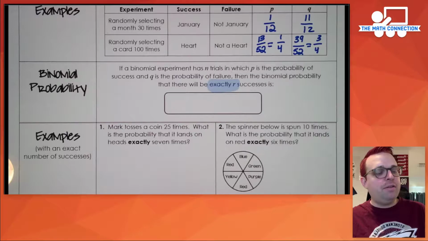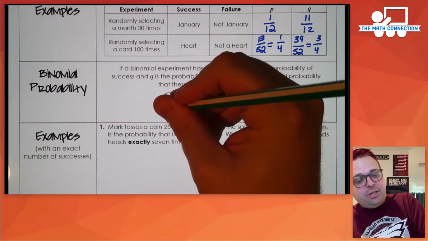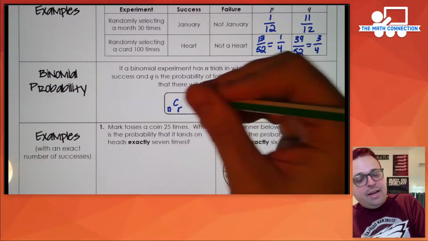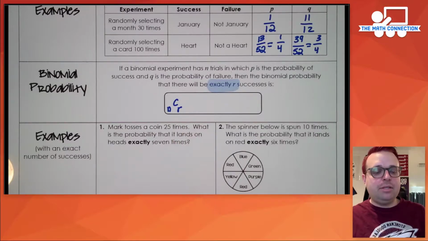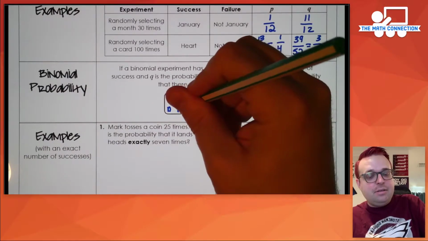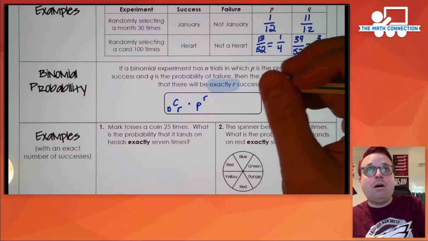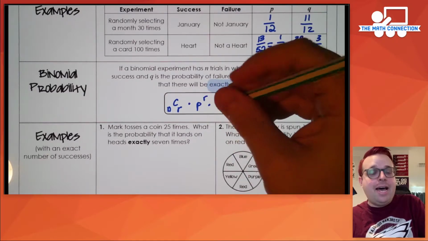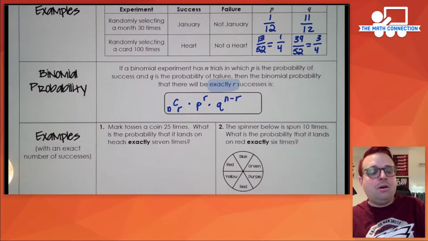But the formula you're going to follow is you're going to take the combination of N and R. So how many trials resulted in that many successes, and you're going to multiply this by the probability of success to the power of R, and you're going to multiply that by the probability of failure to the power of N minus R.